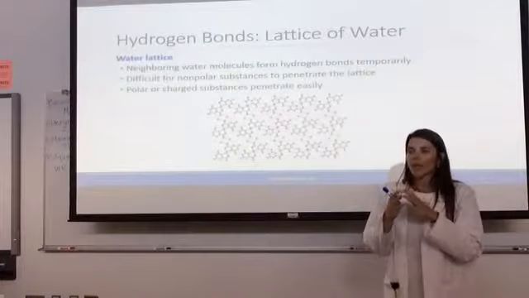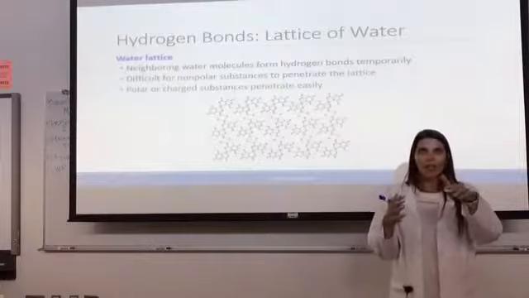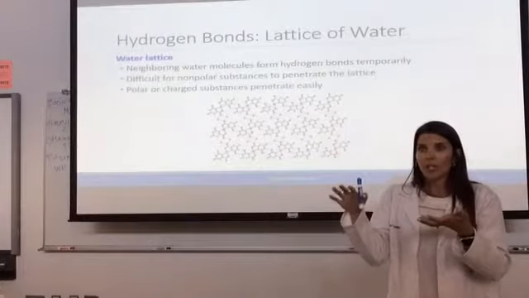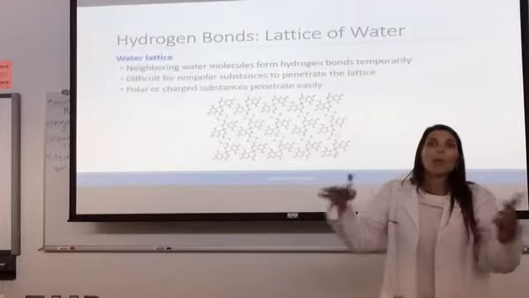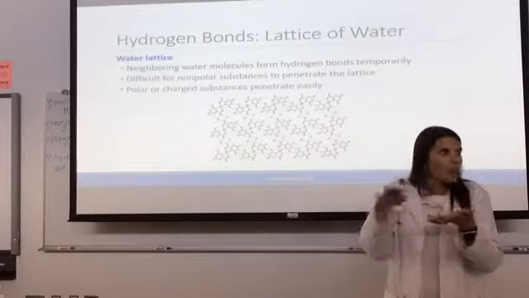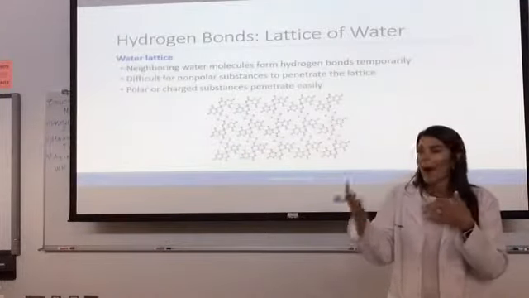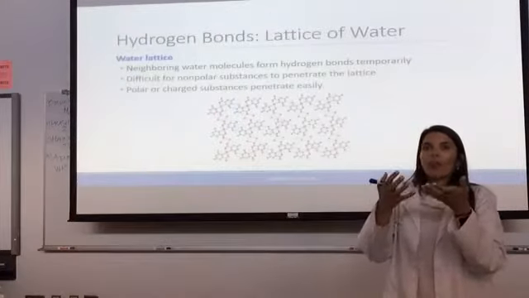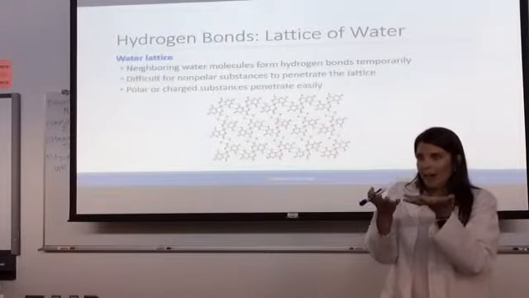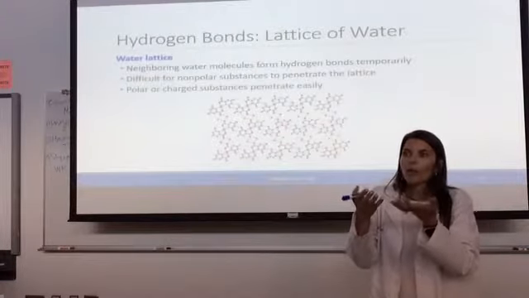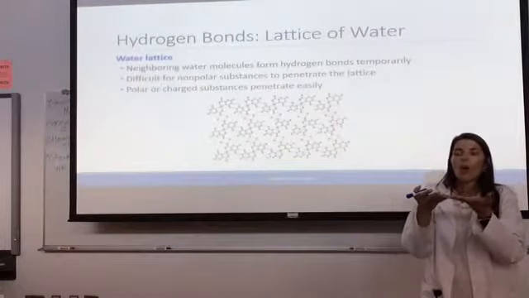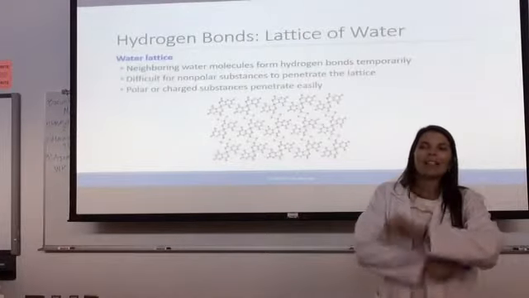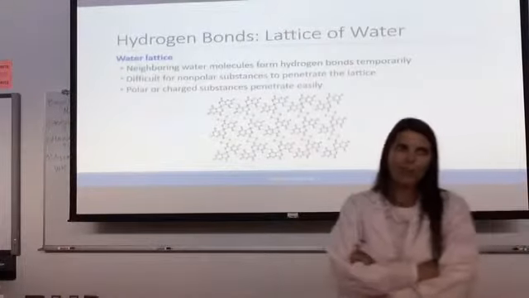Let me tell you where you've seen a water lattice before, so you can picture this. If you've ever seen a pond and you've looked across it and it looks like glass because it's so still, that surface tension. A swimming pool, a bathtub, a pot of water does the same thing. That is the water lattice, the organization of water molecules, and what type of bonds are holding water together? Hydrogen bonds.